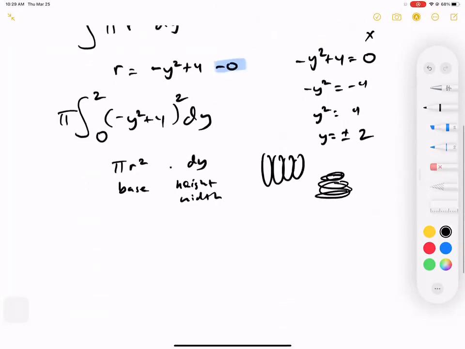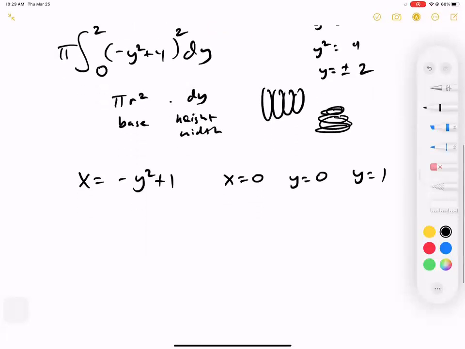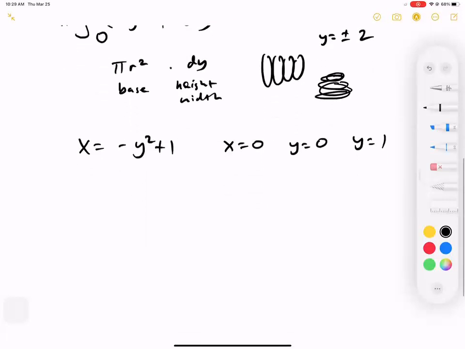Okay, let's look at another problem. Let's say x is equal to negative y squared plus 1, and we're going to be trapped between x equals 0, y equals 0, and y equals 1. So we've got a couple of boundaries here. And again, we're going to rotate around the y-axis.